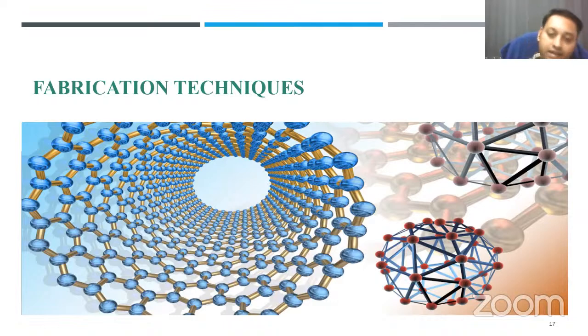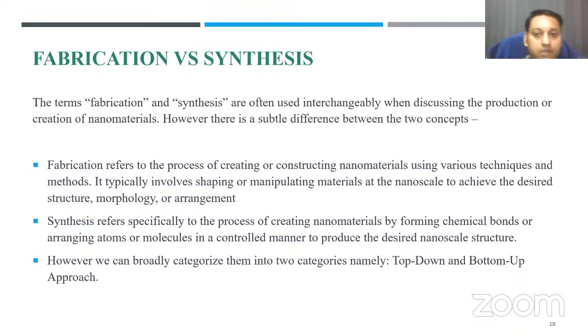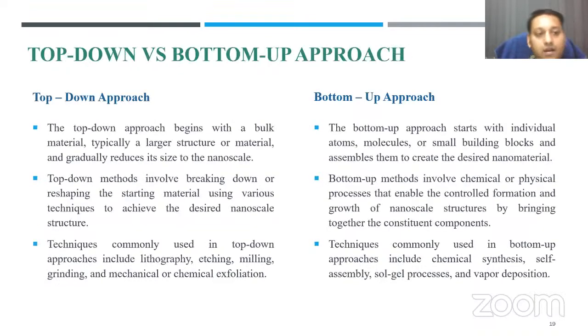So fabrication techniques are also equally important. How do you synthesize different types of nanomaterials? For this there are two principal approaches: one is the top down approach, another is the bottom up approach. In the top down approach, you take a bulk material, a larger structure, and then gradually move to the nanoscale by breaking it down. There are methods like etching, milling, grinding, different mechanical methods, and lithography methods to move from bulk form to the nanoscale.